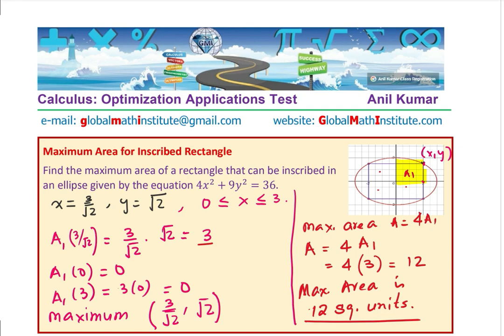So that is how we are going to solve this particular question. I hope the concept is absolutely clear.